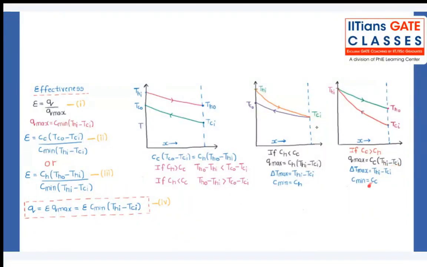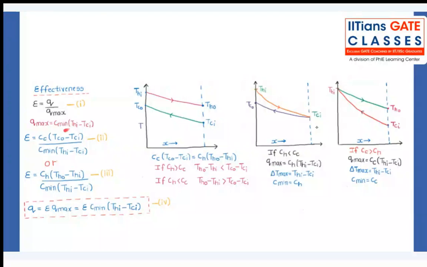So in short, to calculate the maximum possible heat transfer rate in a hypothetical heat exchanger, that value is C minimum into the maximum possible temperature difference. Whether C minimum is for the cold fluid or hot fluid, you take the minimum value of C and the maximum possible temperature difference. So effectiveness is defined as actual heat transfer rate by maximum possible heat transfer rate. Maximum possible heat transfer rate is C minimum into THI minus TCI.